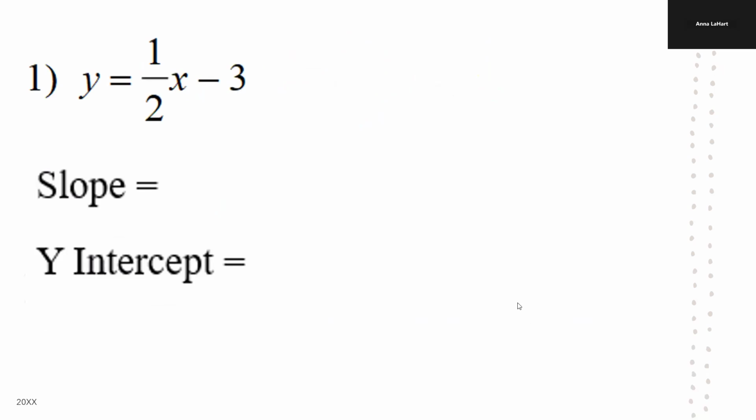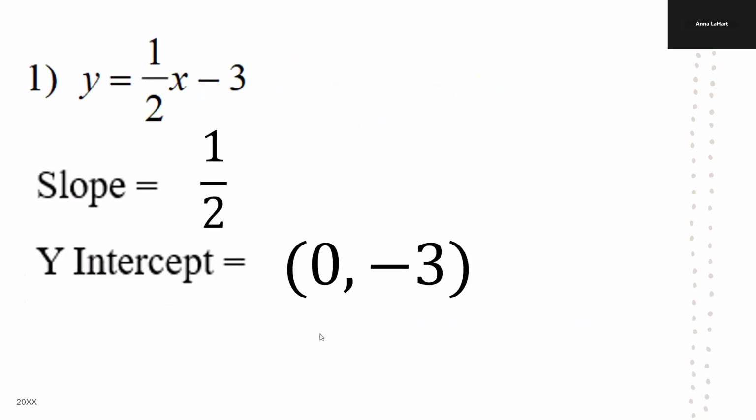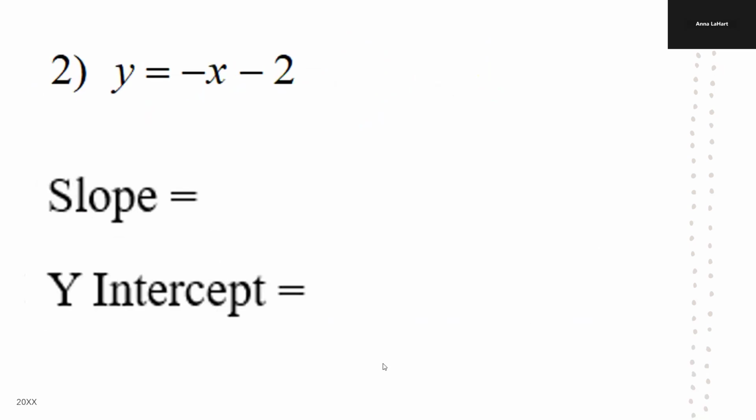This one right here, the first few are just, again, practicing slope and y-intercept. So in 3, 2, 1. Would you have gotten the slope to be 1/2 and the y-intercept to be 0, -3? Okay? If not, what was the issue? Which one did you get wrong? Number 2.